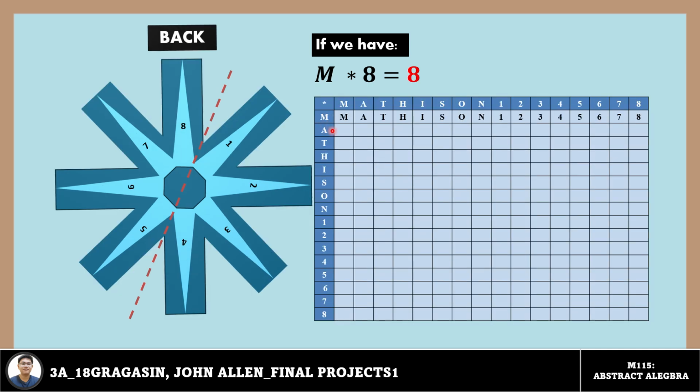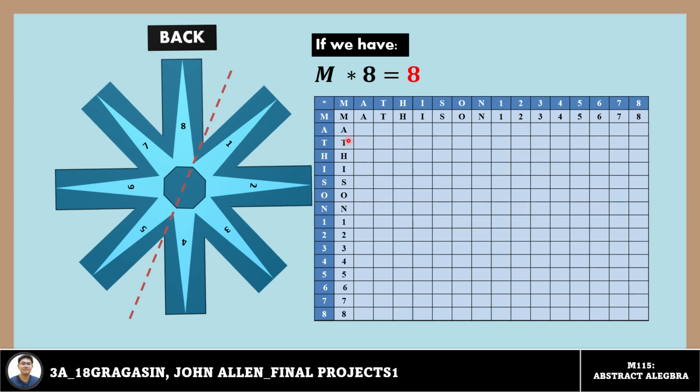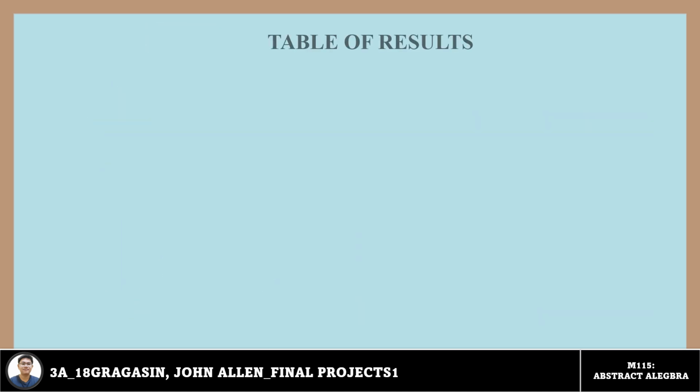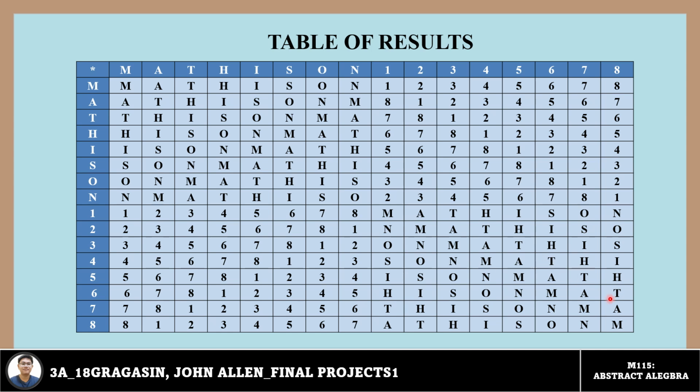As you can see here, if we operate any element with letter M, the answer is that element. Therefore, for this column 2, we will be having these resulting elements. So by continuing the process, we will get this table of results.